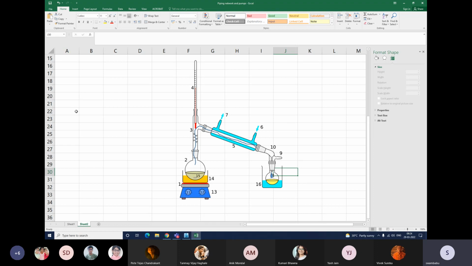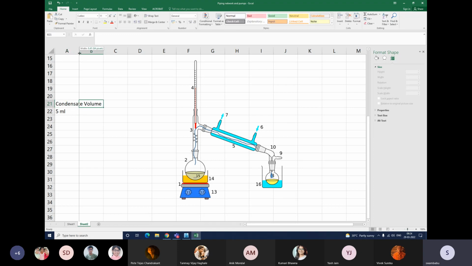So what they simply do is collect 5% volume. The volume of the condensate collected here, to reach 5 ml of condensate. So this is the condensate volume.